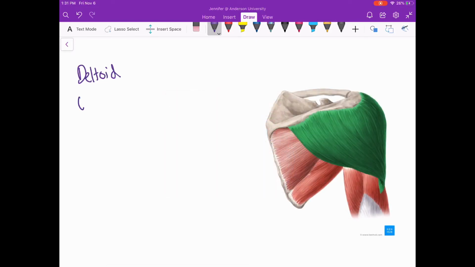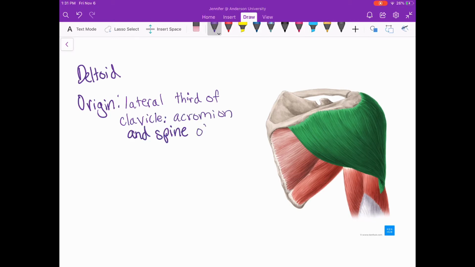Next, we have the deltoid, which is a fleshy triangular muscle forming the shoulder muscle mass and an intramuscular injection site, and it's named for its shape. The origin is the lateral third of the clavicle, acromion, and spine of the scapula. The insertion is the deltoid tuberosity of the humerus.